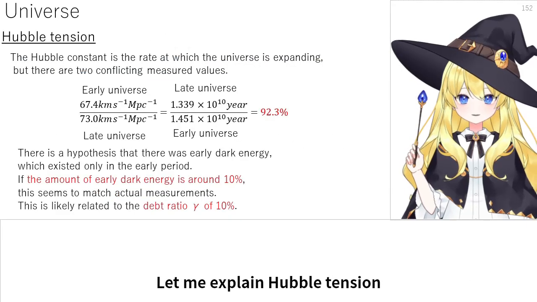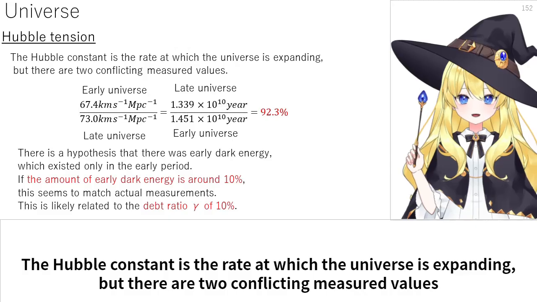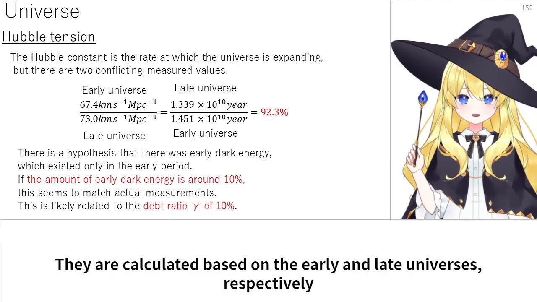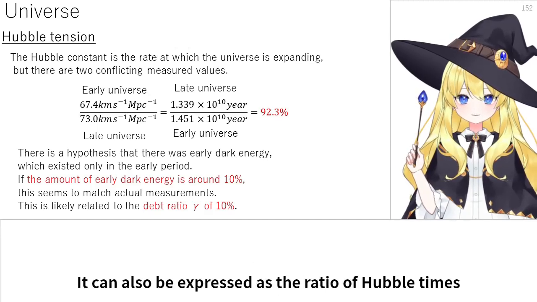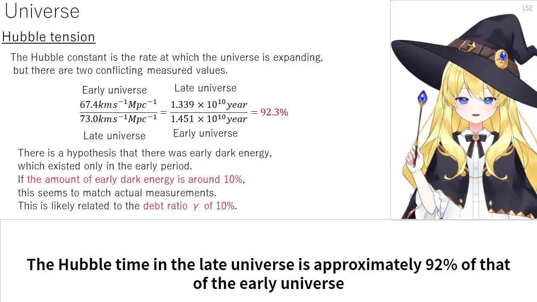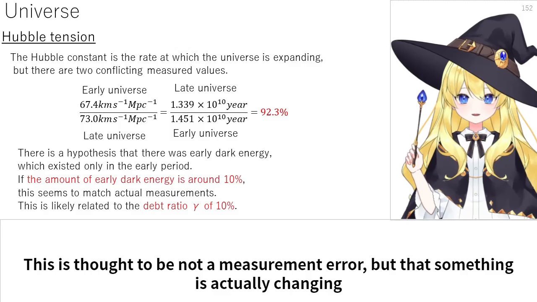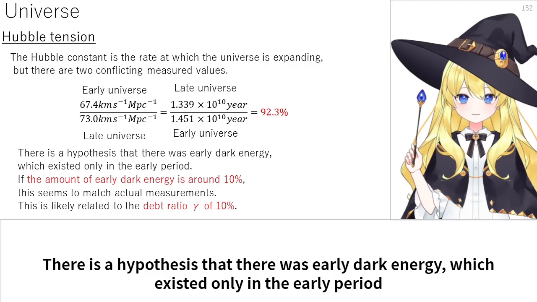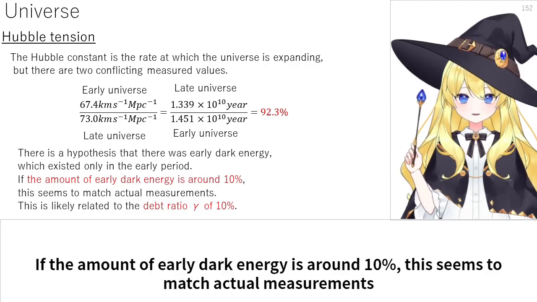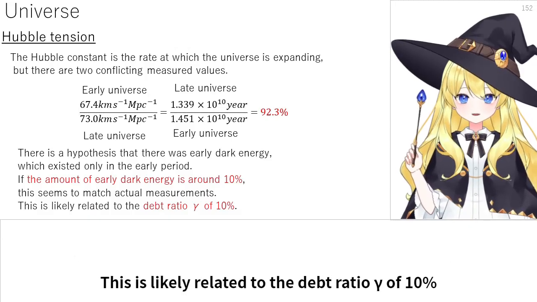Let me explain Hubble tension. The Hubble constant is the rate at which the universe is expanding, but there are two conflicting measured values. They are calculated based on the early and late universes, respectively. It can also be expressed as the ratio of Hubble times. The Hubble time in the late universe is approximately 92% of that of the early universe. This is thought to be not a measurement error, but that something is actually changing. There is a hypothesis that there was early dark energy, which existed only in the early period. If the amount of early dark energy is around 10%, this seems to match actual measurements. This is likely related to the debt ratio gamma of 10%.